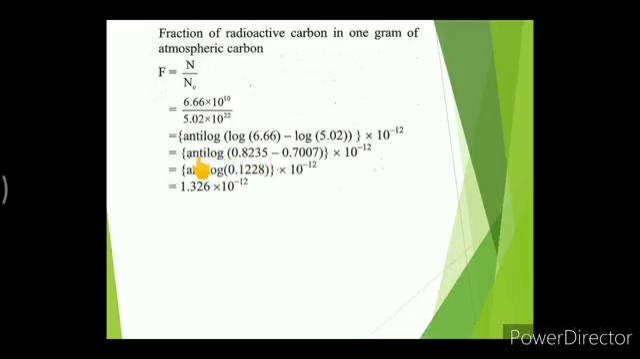Out of the bracket we simultaneously write down anti-log also. The subtraction of these two values we are getting as 0.1228, and hence let's see the anti-log of 0.1228, into 10 raised to minus 12, which we write simultaneously. The value of anti-log 0.1228 we are getting as 1.326, and the factor 10 raised to minus 12 we write over there.